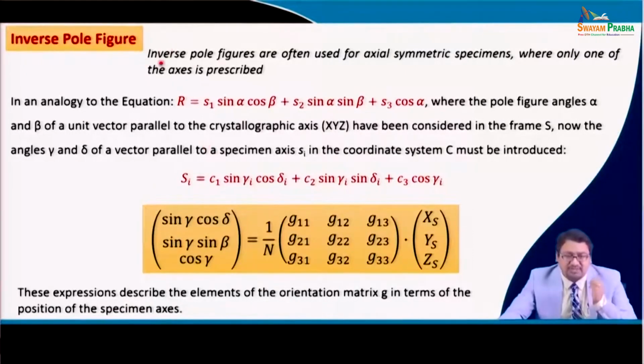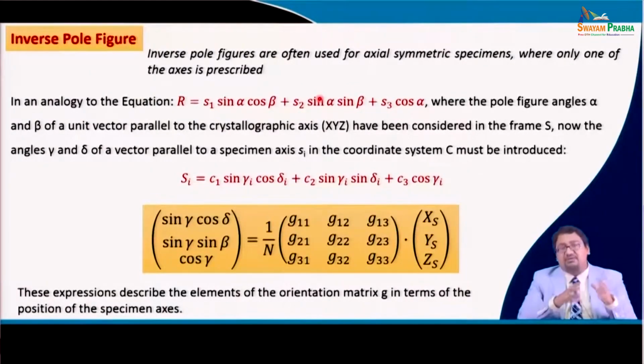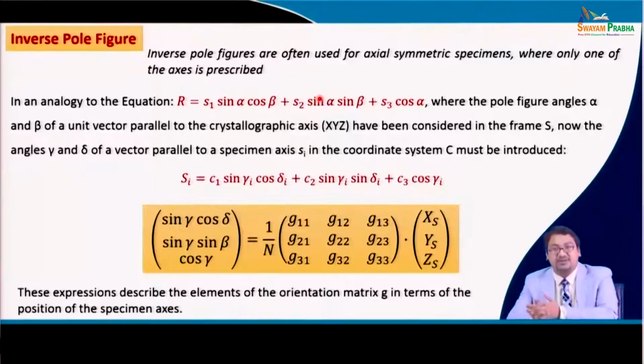So, most of the time inverse pole figures are used when the sample is axially symmetric and only one axis is most important. If we use the analogy of this equation, R equal to S1 sin alpha cos beta plus S2 sin alpha sin beta plus S3 cos alpha, for the pole figure, where alpha and beta are the angles between the unit vector x y z, which is the crystallographic axis in terms of the sample frame of reference.